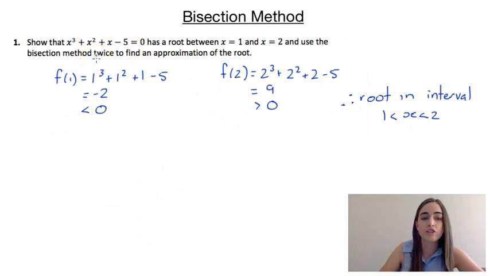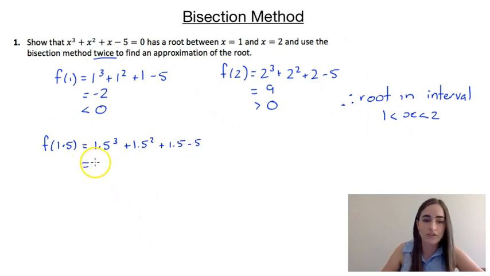Now we're going to use the bisection method twice to get a smaller interval, to get a better approximation of where that root lies. So for our first iteration, we need the midpoint of 1 and 2. So halfway between 1 and 2 is 1.5. So that means we're going to find the value of the function at that point. So we'd have 1.5 cubed plus 1.5 squared plus 1.5 minus 5. And that would give us 2.125, which is positive. So we need our root to still be between this positive value and the negative value that we had before. So that means our interval now is between 1 and 1.5.